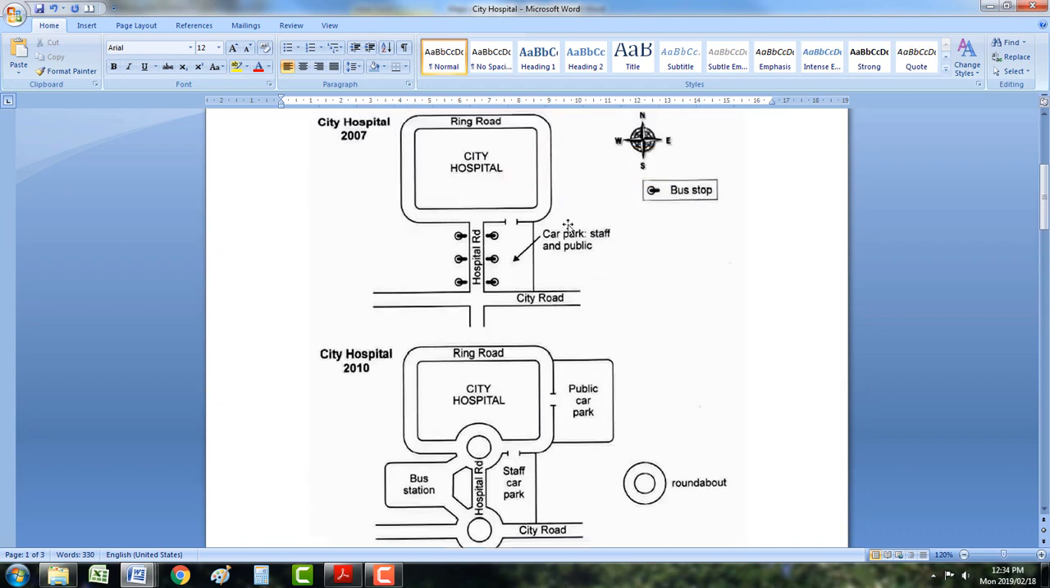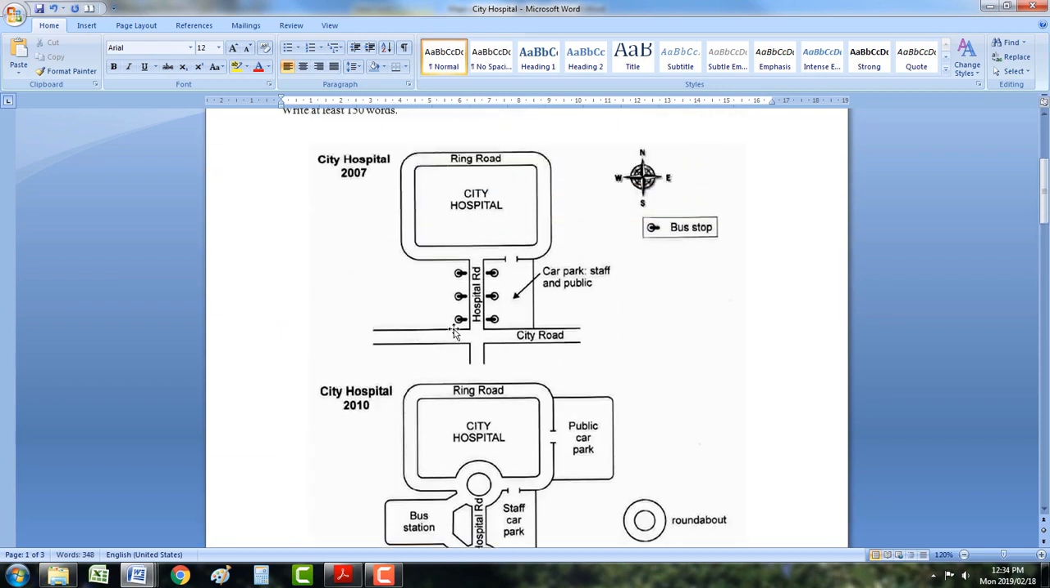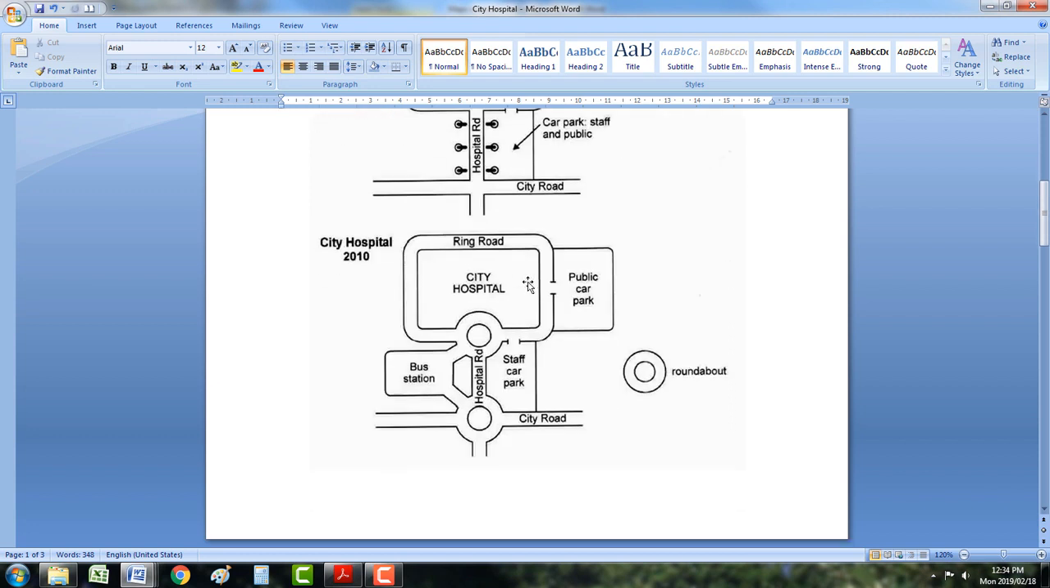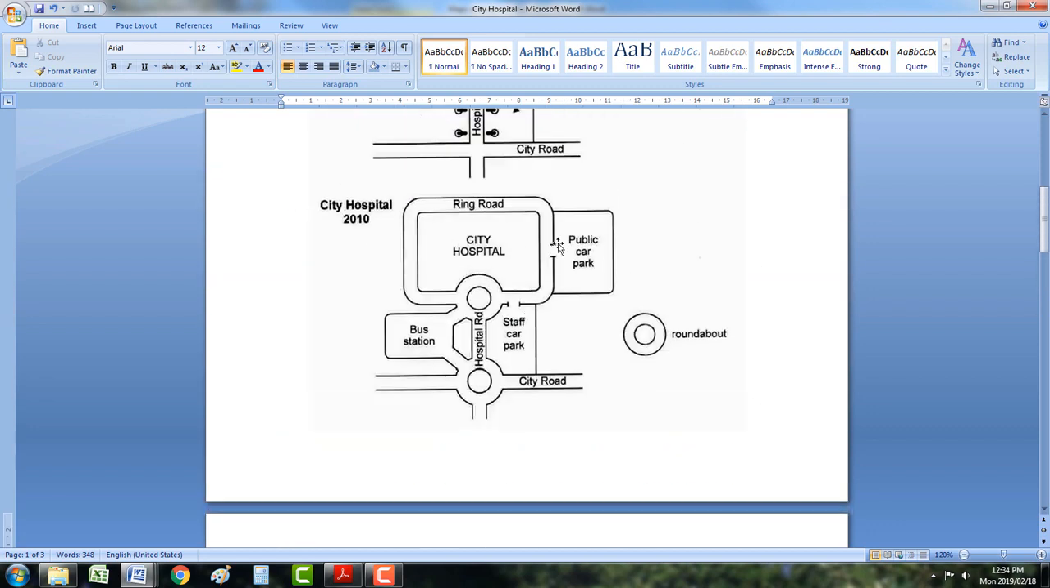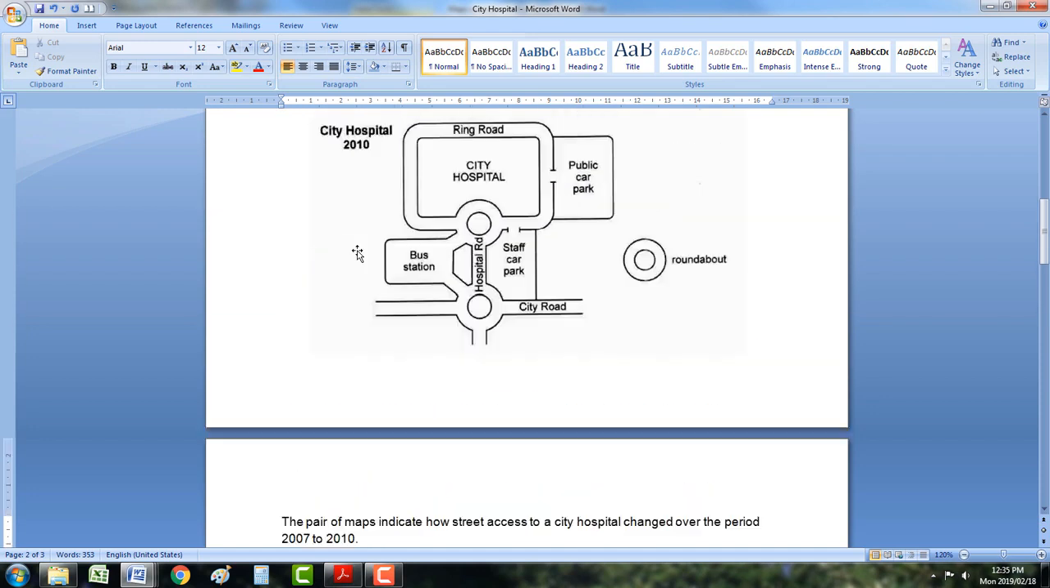Then one more thing, there was also a car park on the eastern side of hospital road for staff and public. Alright, so now I've described everything there. I've done the roads, the bus stops, the car park, the hospital. That's all. And I just said it existed. It was there. Now I'm going to say what changed and how did it change. The second map shows that, easy linking language. You can say the 2017 map or whatever it was, 2010 map.